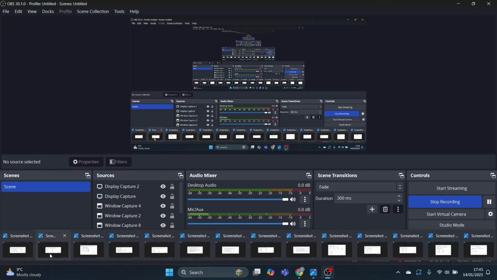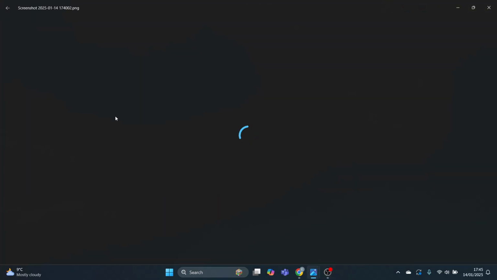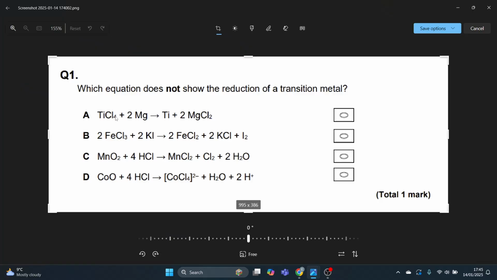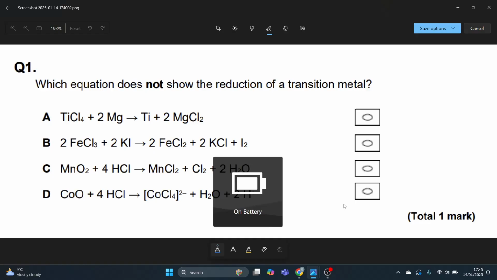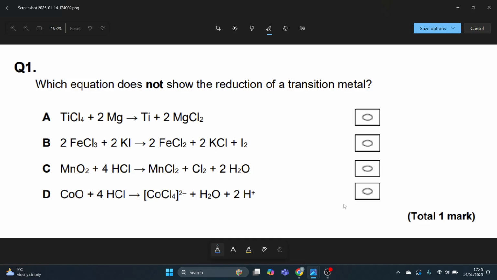So, question 1: which equation does not show the reduction of a transition metal? If I look at these equations, take up charge. The transition metals, so part A, titanium, I can see that's a 0, chlorine is -1, down by 4, -4, that's going to be +4 to 0. So definitely there is a reduction of a transition metal.